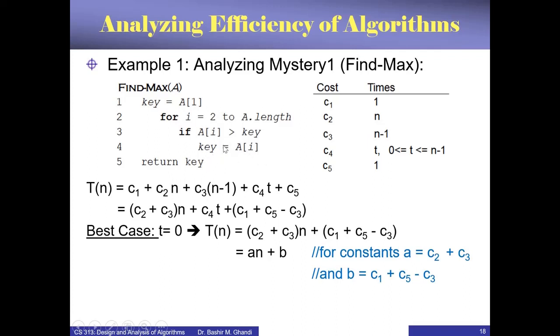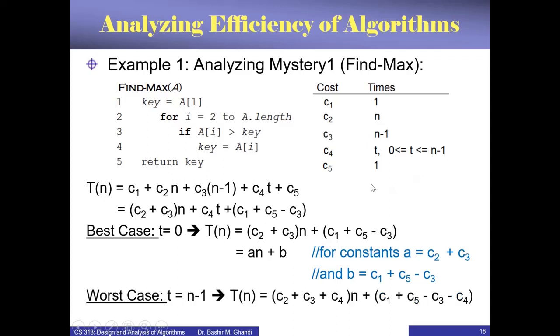Alright? So in that case, your t here will actually be n minus 1. Okay? So if it's n minus 1, then going back to the original equation, here now we're going to have c4 times n minus 1. So we have another term with n, and when you simplify, you're going to have c3 plus c2 plus c3 plus c4n plus this other term.